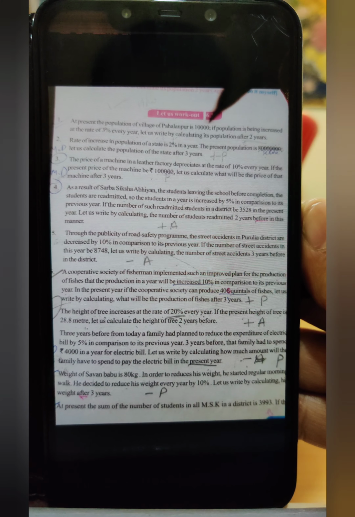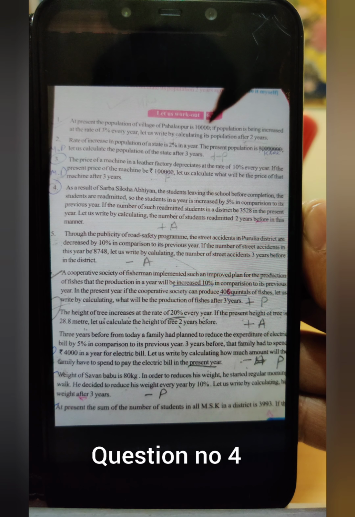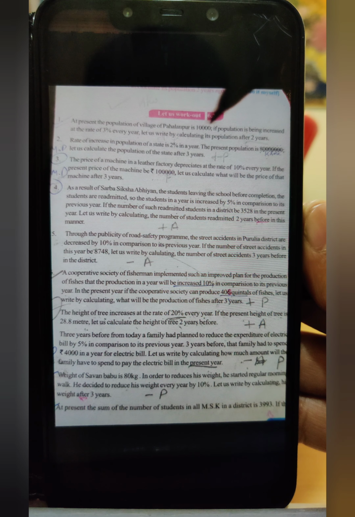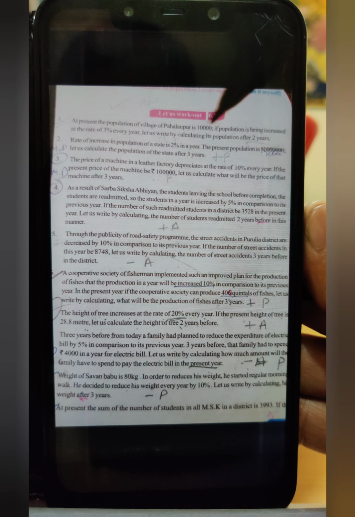Okay, let's move on to question number 4. As a result of Sarva Shiksha Abhiyan, the students leaving the school before completion, the students are readmitted. So the students in a year is increased by 5%. Increase means a positive sign in comparison to its previous year. If the number of such readmitted students in a district be 3528 in the present year, let us start by calculating the number of students readmitted 2 years before.